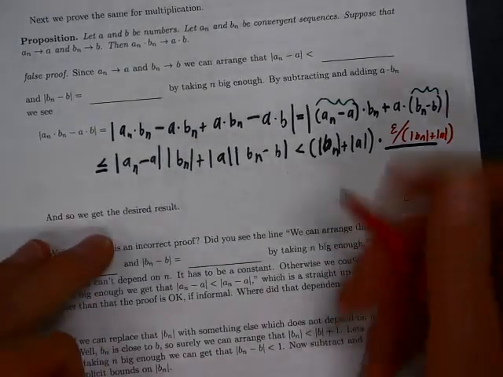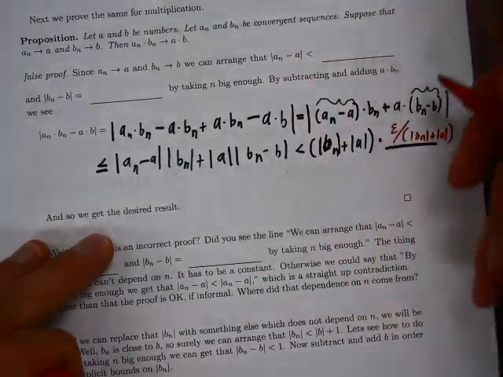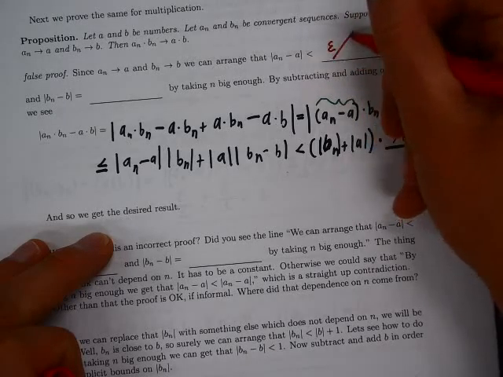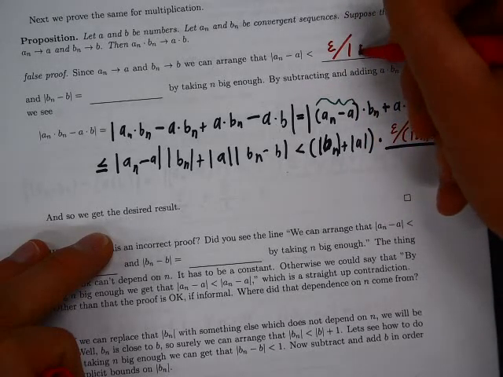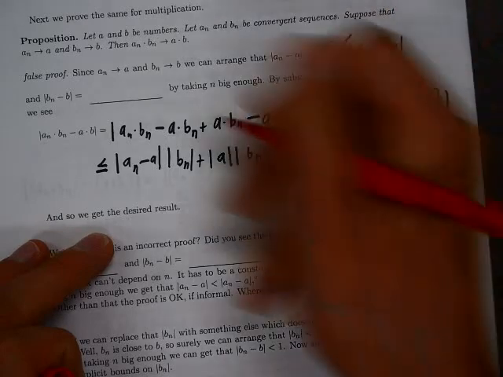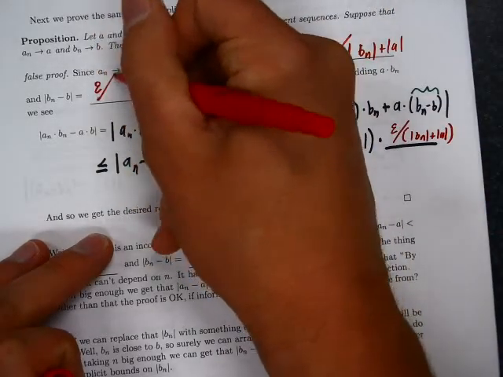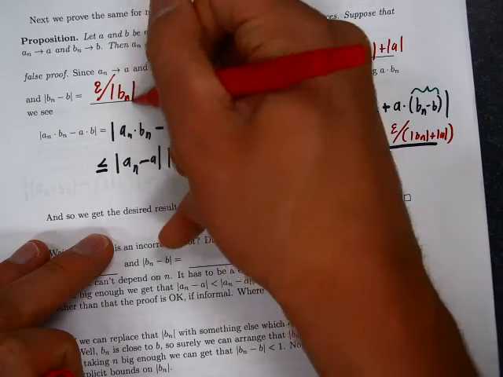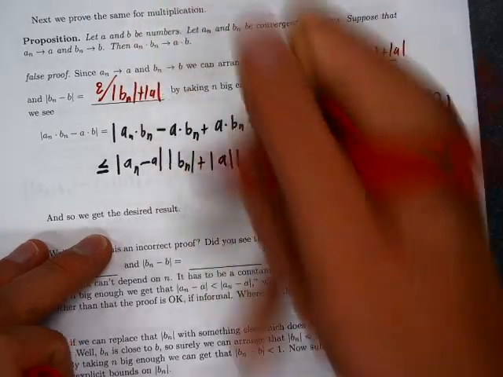Cool. So that means that, what do I want in these blanks? Epsilon divided by absolute value of b sub n plus absolute value of a. In this blank, I want epsilon divided by absolute value of b sub n plus absolute value of a.